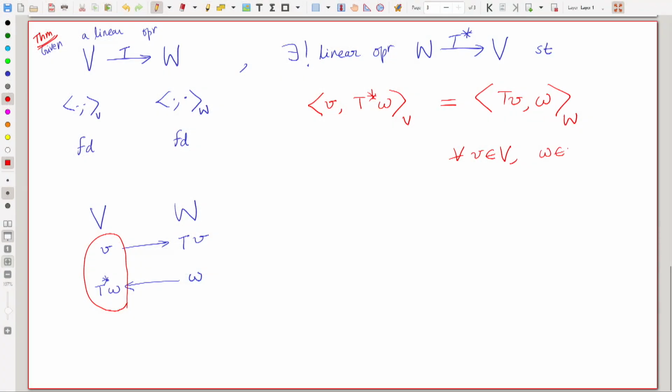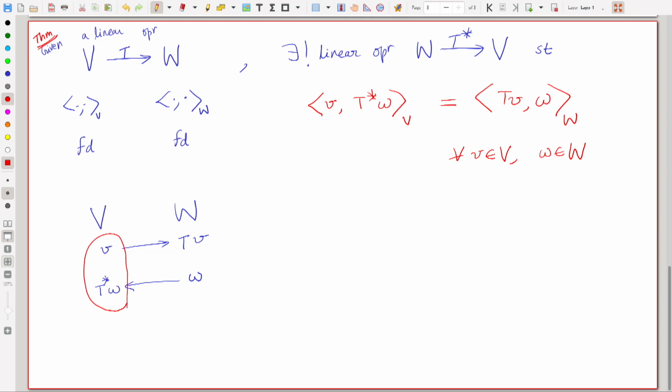What is that equation? For all vectors v in V and w in W, for any pair of vectors, one from each side, T acting on this and T star acting on this will give you four vectors in all. Take the two vectors on the left hand side, take their inner product, that should equal the inner product of the two vectors on the right hand side. So this is the theorem.